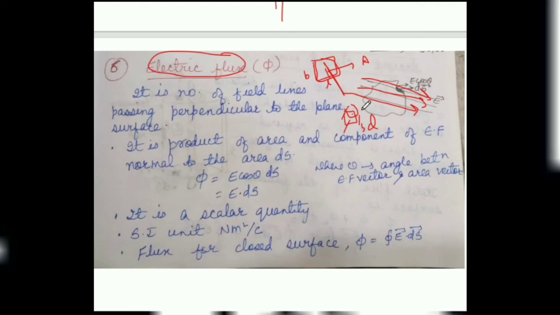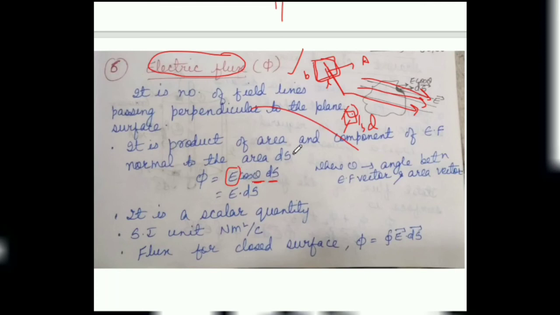If lines are passing along the area vector direction, perpendicular to this plane, it means the maximum number of lines pass. If you rotate the plane, then the number of lines passing through that plane decreases. It means how many lines pass through a particular plane depends upon the area vector, and also on the angle, and also on the direction of the electric field. The number of lines depends on all these factors. Number of lines means electric flux.